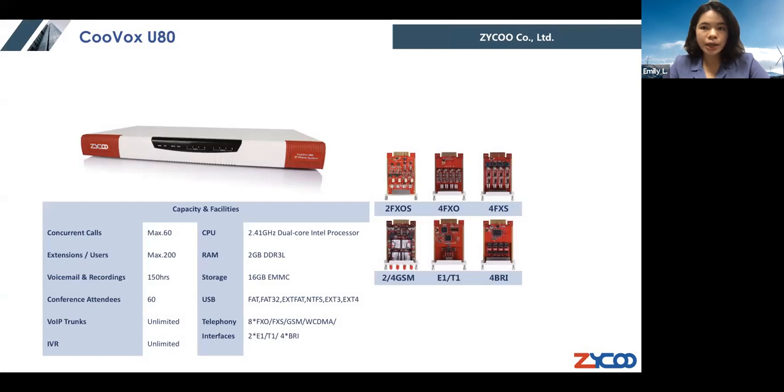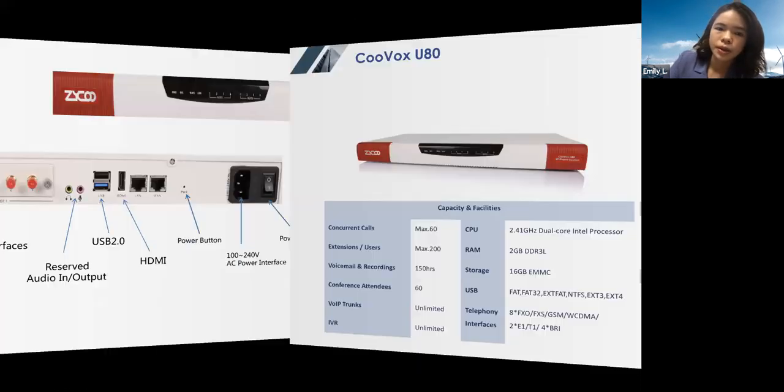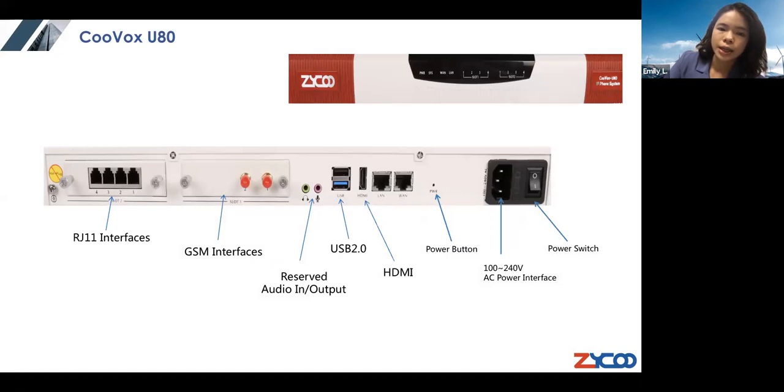Then here comes our U80. The U80 supports a maximum of 60 concurrent calls and a maximum of 200 extension users. The U80 supports the BRI and the PRI modules. Here is the back view of our U80. The U80 has an HDMI port, so you may connect a monitor or a TV using this HDMI port.